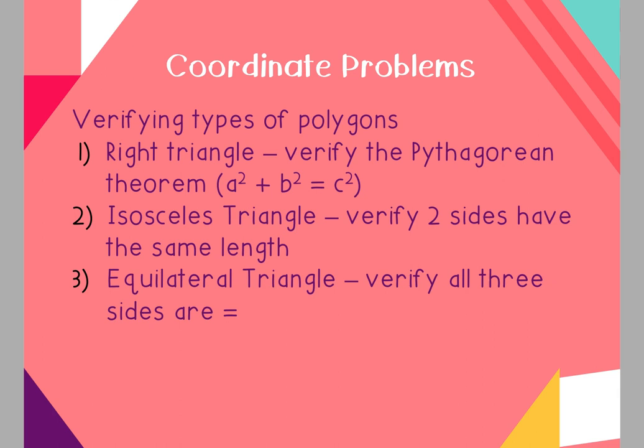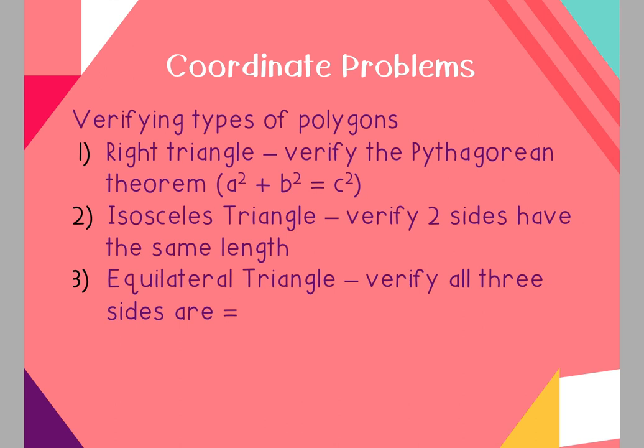All right, so now let's apply those formulas and the coordinates on the coordinate grid. So verifying the types of polygons. You might see a question that says, verify this is a right triangle. Verify this is an equilateral triangle. Verify this is an isosceles triangle.